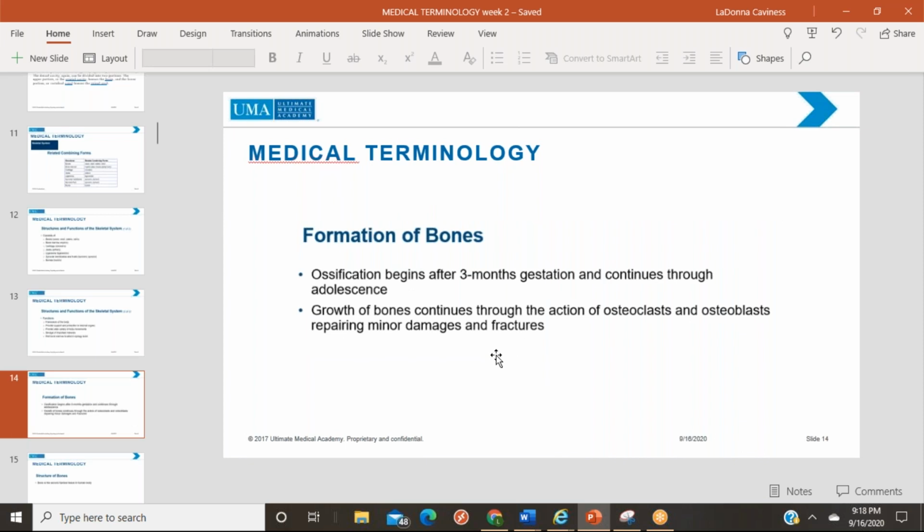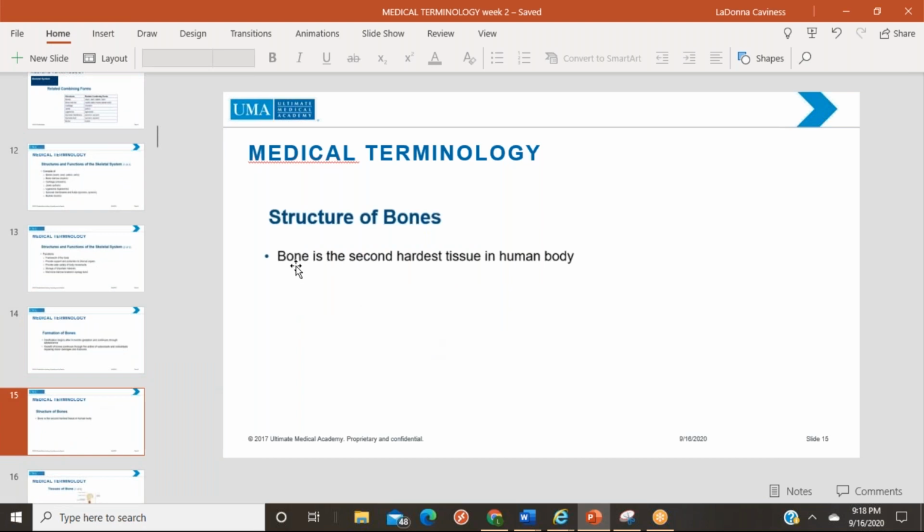Formation of bone. Ossification begins after 3 months of gestation and continues through adolescence. Growth of bones continues through the action of osteoclasts and osteoblasts, repairing minor damage and fractures.